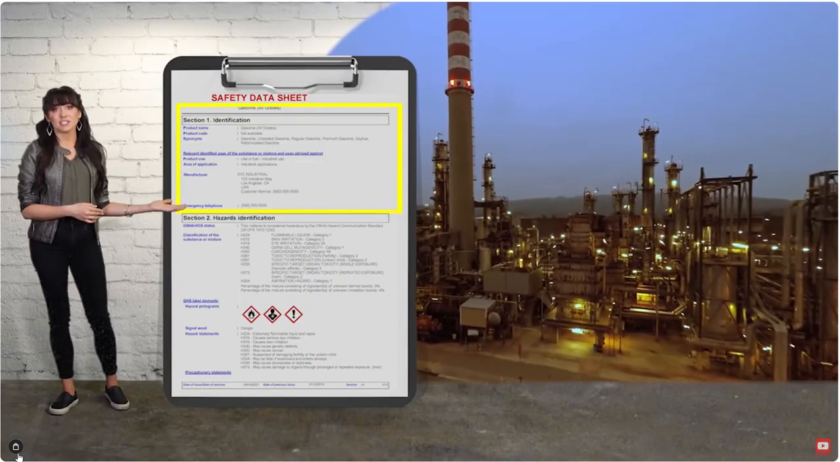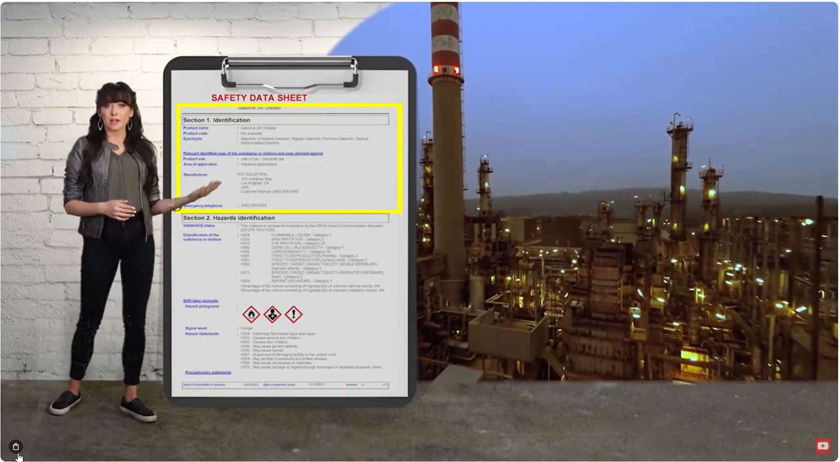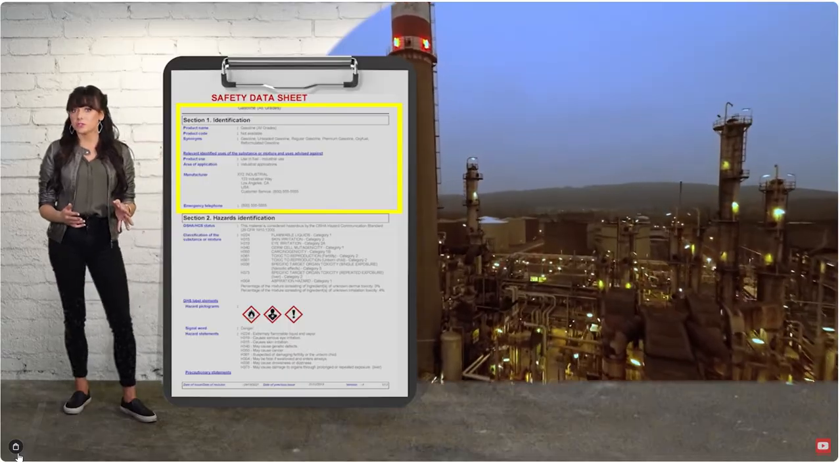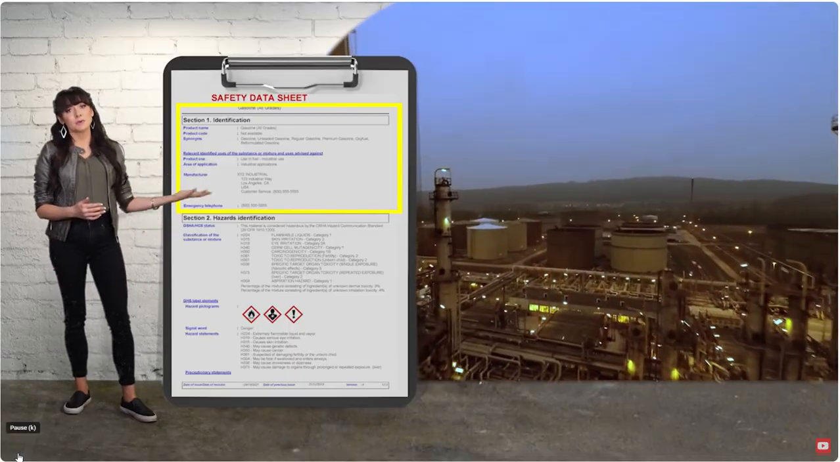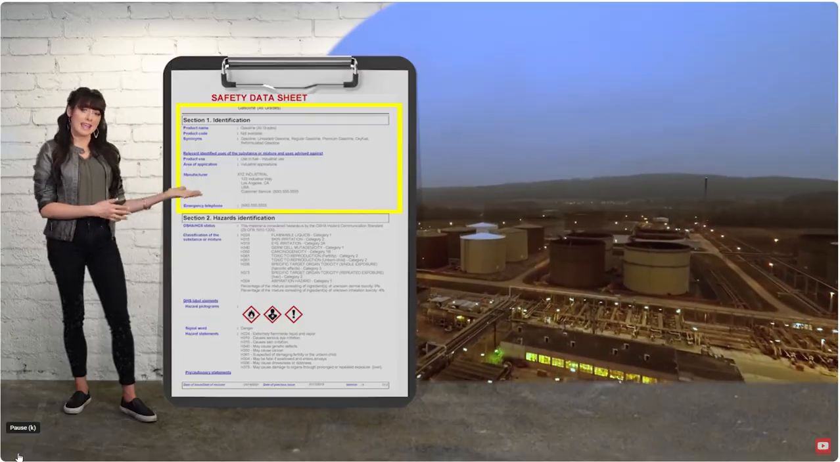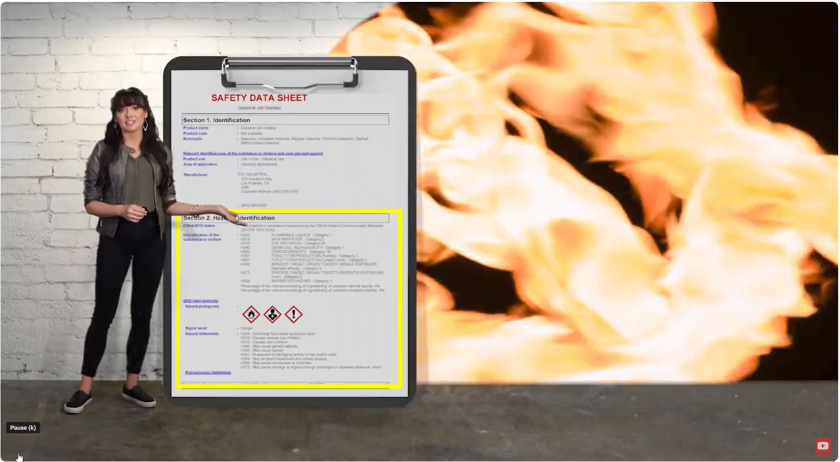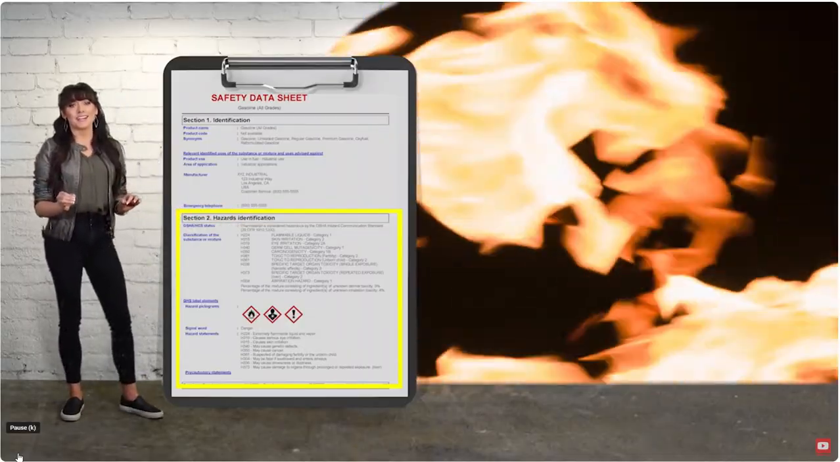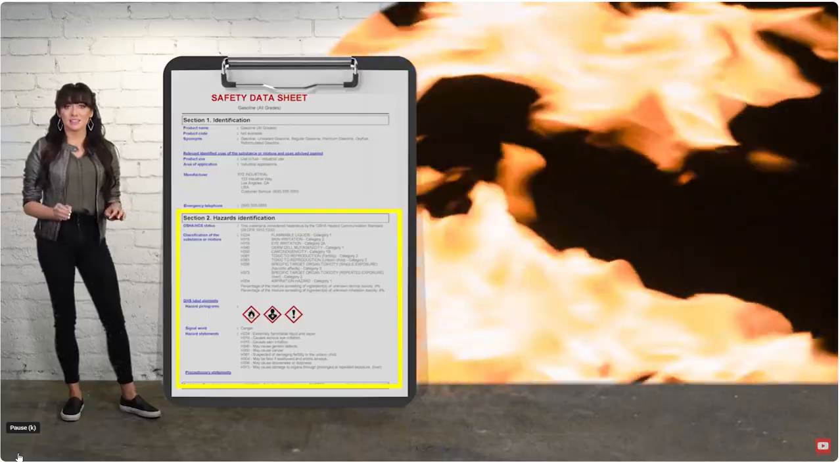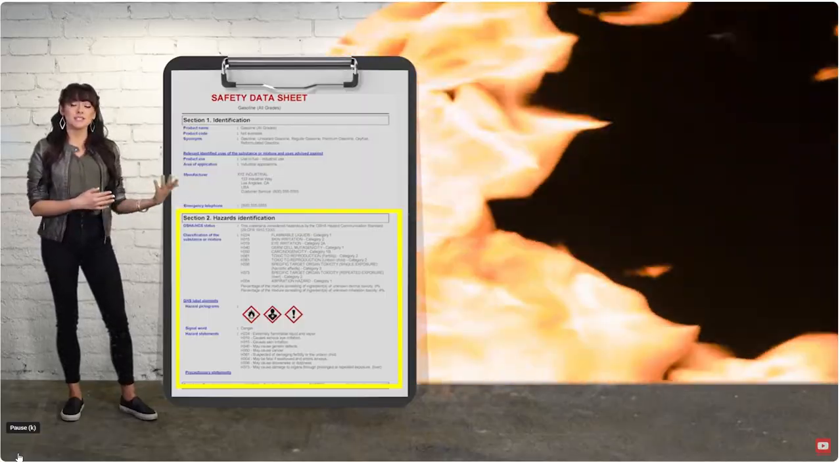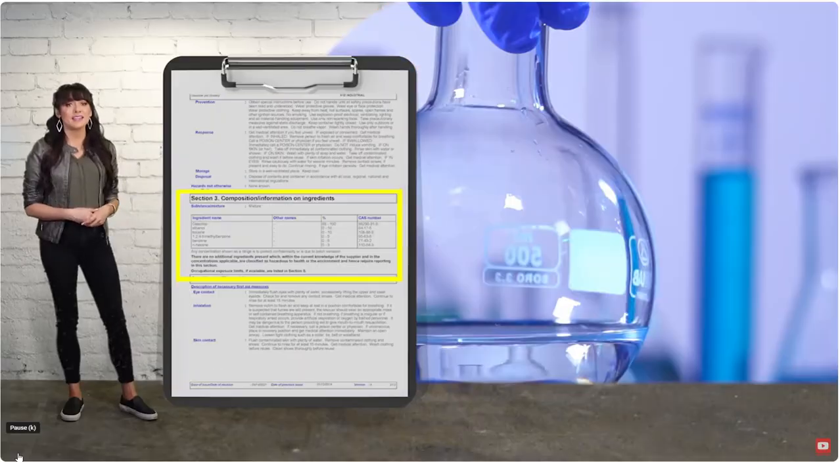Section 1, Identification. This section includes the product identifier, manufacturer or distributor name, address, phone number, emergency phone number, and recommended use. Section 2, Hazard Identification. This is an important one. It includes the basic hazards and the required label elements that we talked about in the last section.